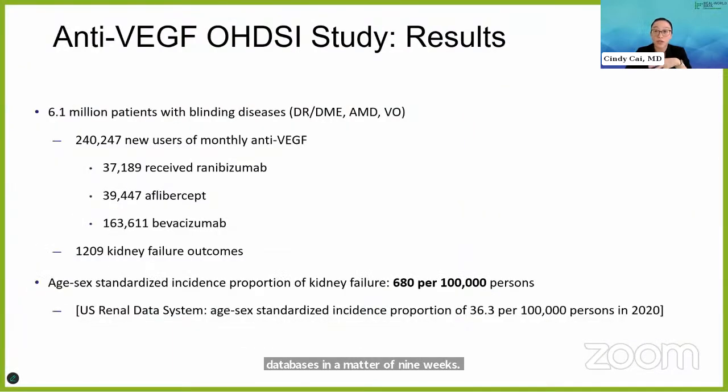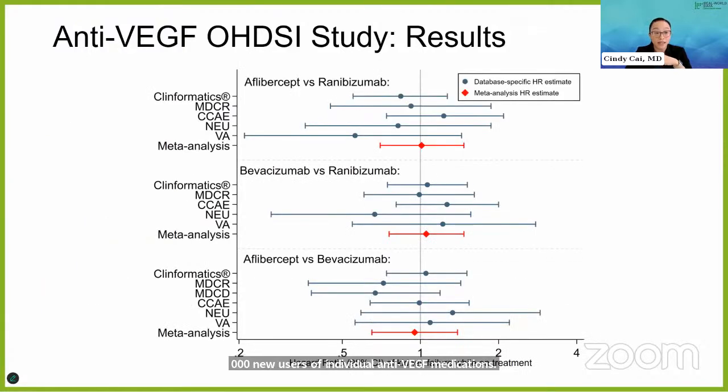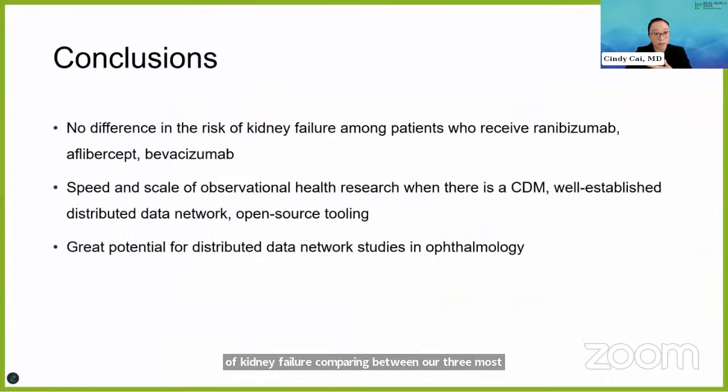So we identified 240,000 new users of intravitreal anti-VEGF medications. And in terms of our main study questions, this is a forest plot from the Cox proportional hazards model. And you can see that the meta-analysis hazard ratio suggests that there really is no difference in the risk of kidney failure comparing between our 3 most commonly used intravitreal anti-VEGF medications, meaning as the treating ophthalmologist, I'm free to choose between any of them without worrying too much about differential risk of kidney failure.